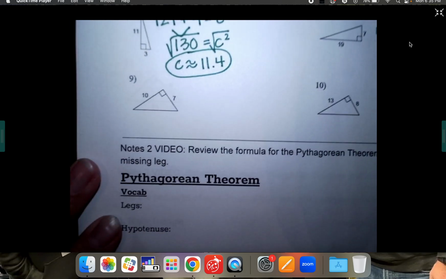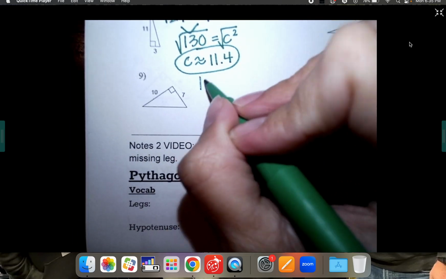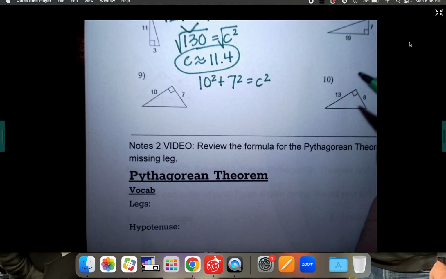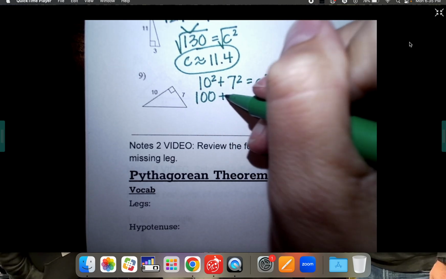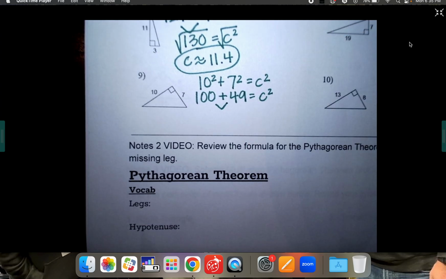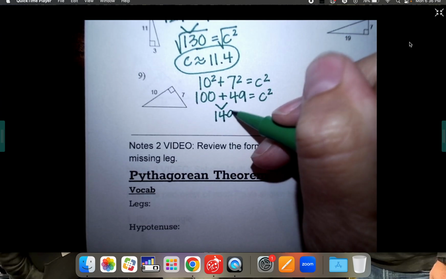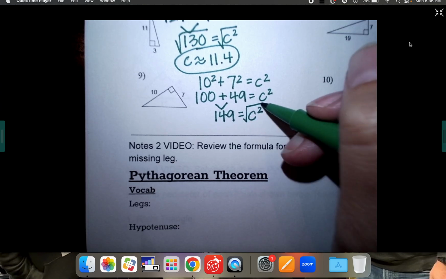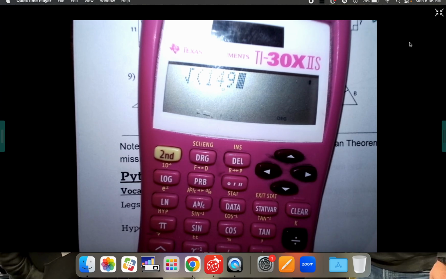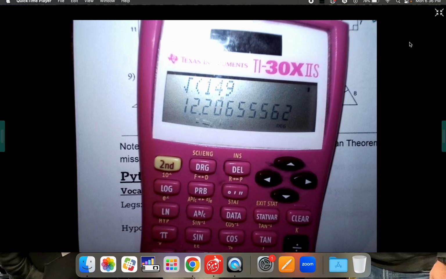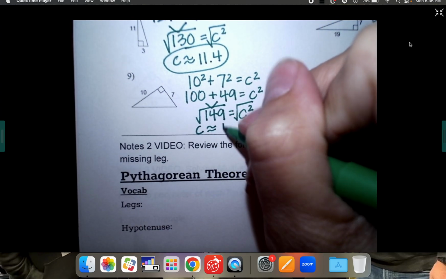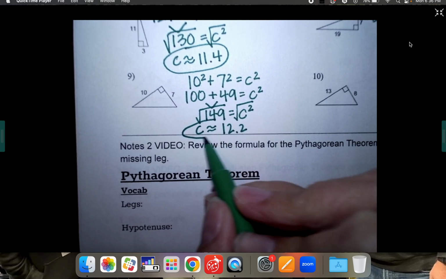All right, number 9, 7 and 10. So I'm going to do just 10 squared plus 7 squared equals C squared. I know that 10 squared is 100. I know that 7 squared is 49. I know that 100 plus 49 is 149. But I don't know what the square root of 149 is. So I'm going to use my calculator. Square root of 149 equals 12.2. So C is about 12.2 on this one.